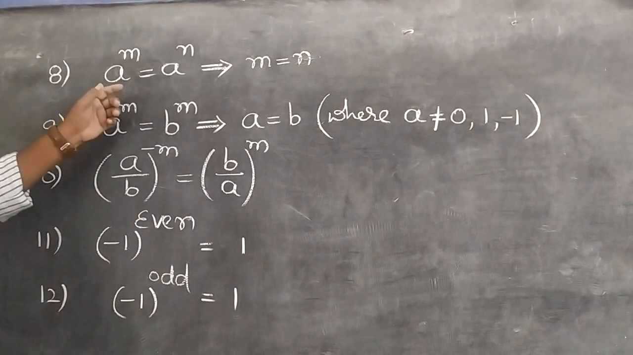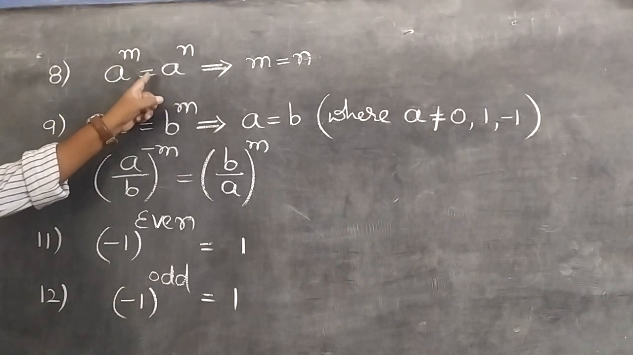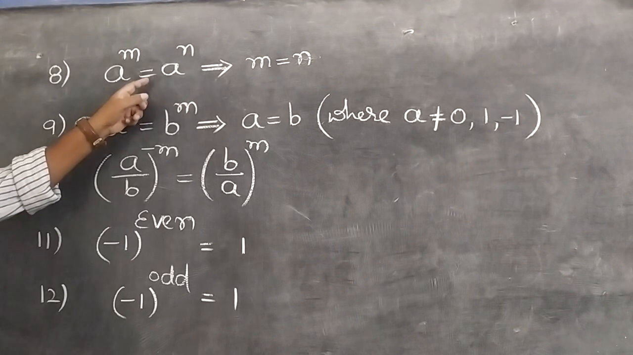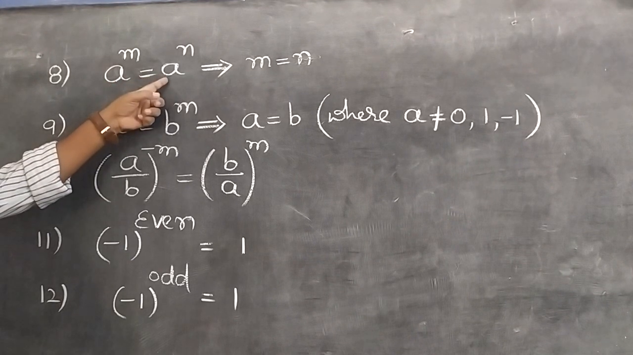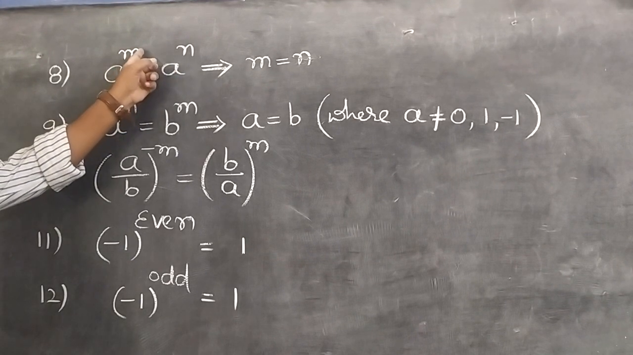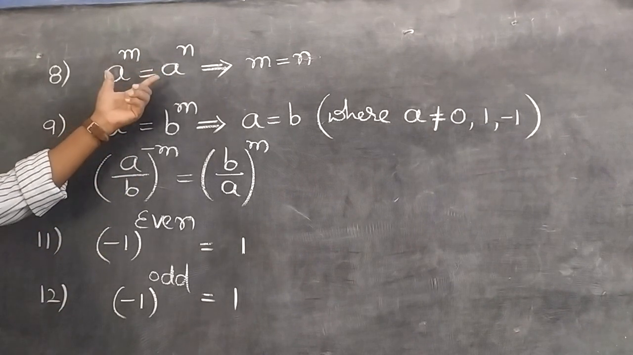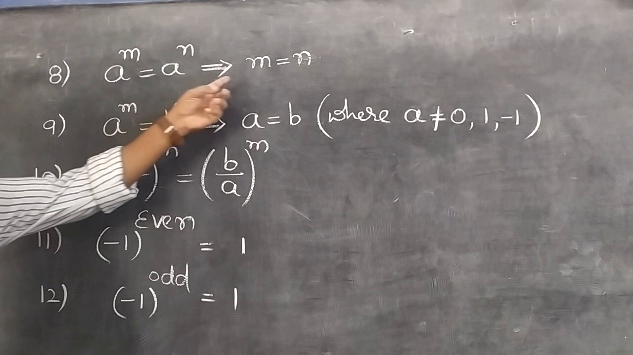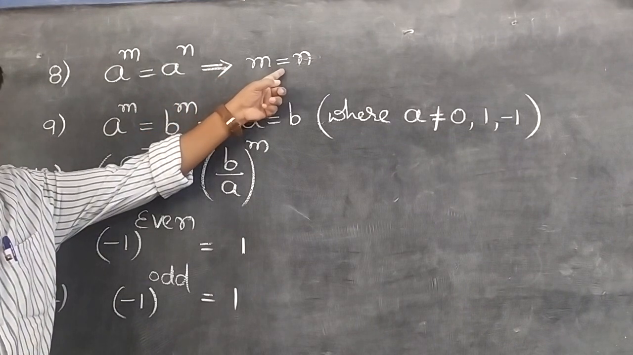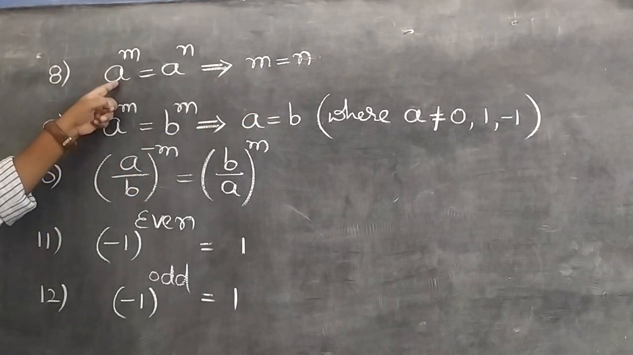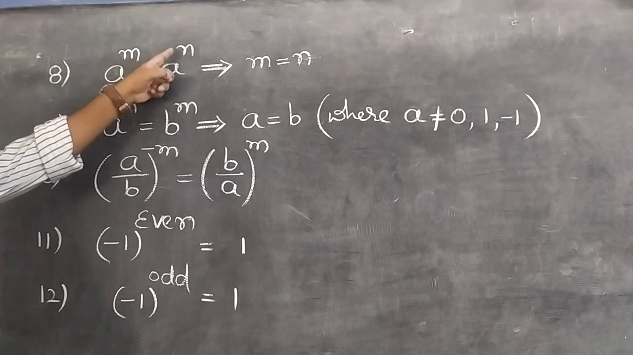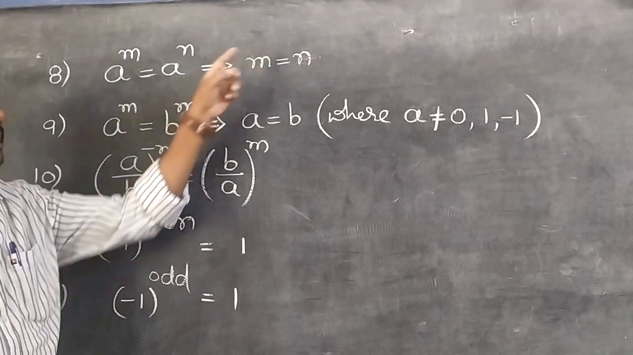Observe here, two terms are equal. Observe the equality symbol, and also the base values are equal, while the exponents are different. So when two terms are equal and the bases are equal, the exponents must be equal. To write it in a simple way: A power m equals A power n implies m equals n.